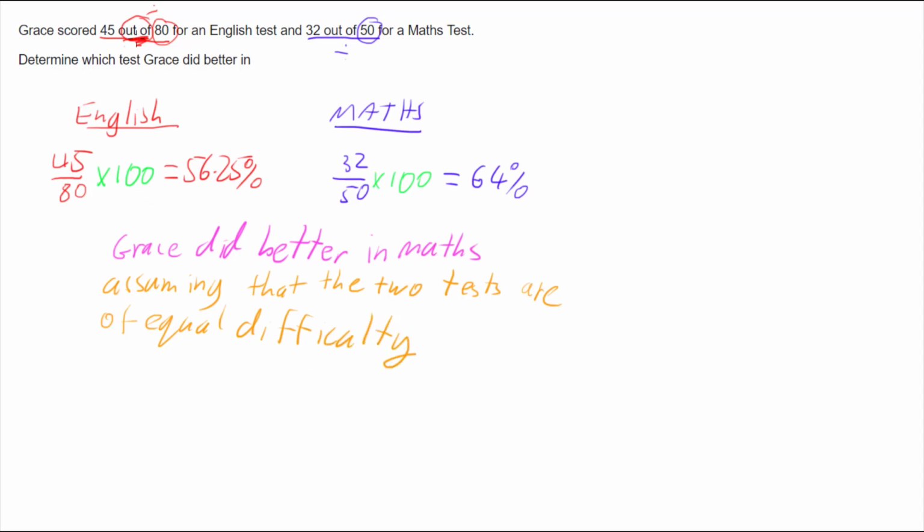So, if we want to turn an out of into a percentage, we just remember that out of means divide, and of course times by 100 to get a percentage. And percentages are a great way to compare things if we make an assumption that they are equal in some way.